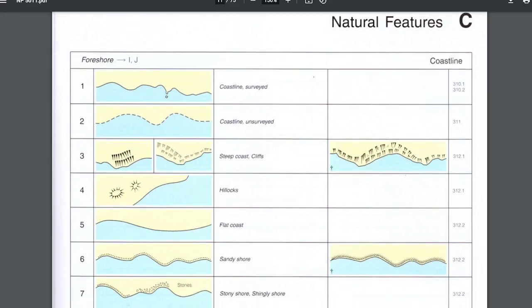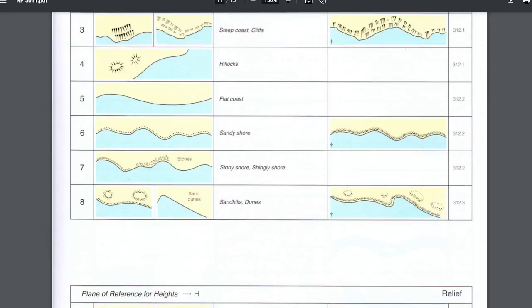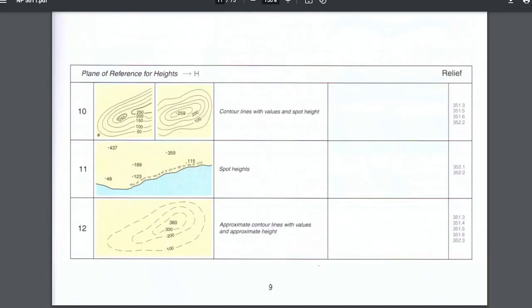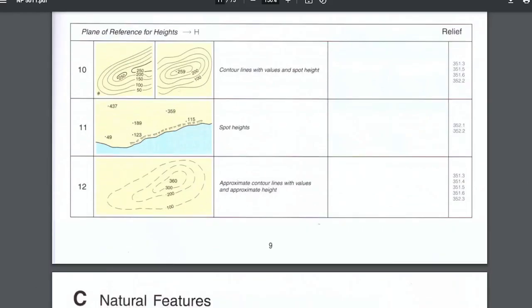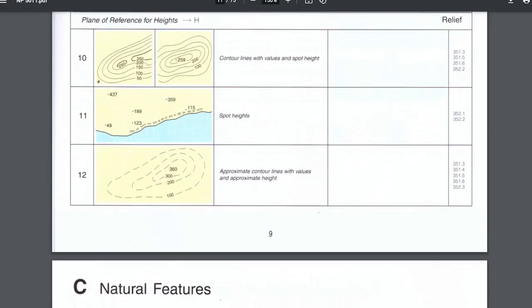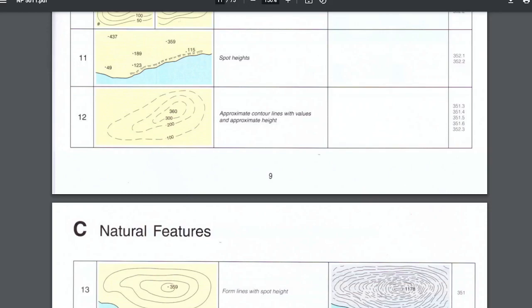Hillocks, flat coasts, sandy shore, sandhills, dunes, spot heights, contour lines with values in spot heights. This basically means the height. This is 259 meters. This is 200 meters. Basically, whichever places that line is joining are of equal heights. Spot heights are of that particular spot, which is different from the contour one. Approximate ones are not defined, not very accurate.